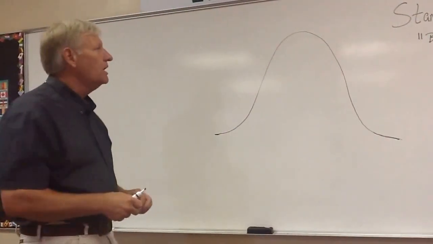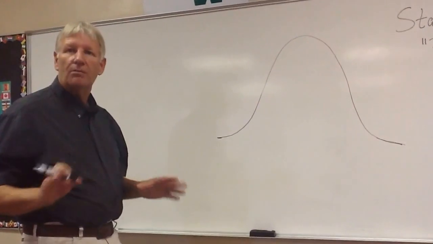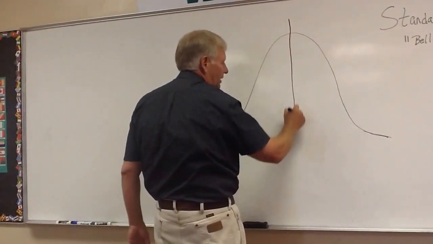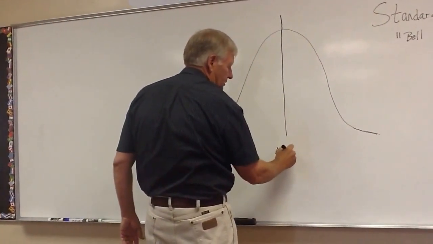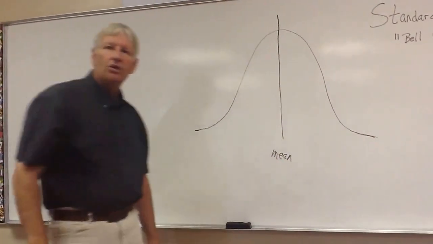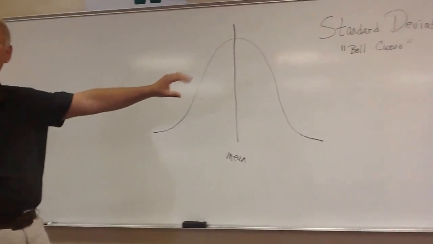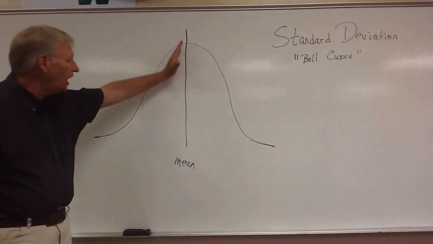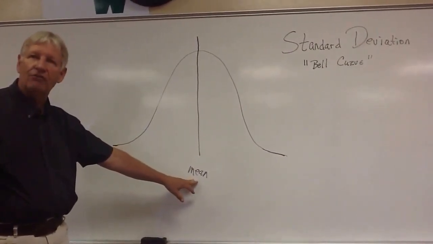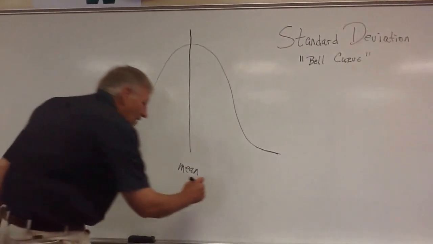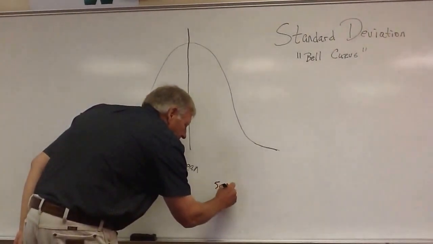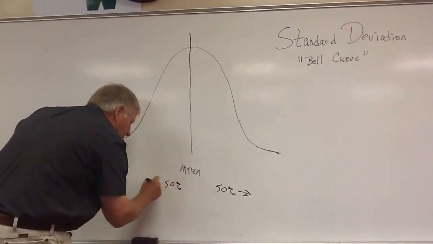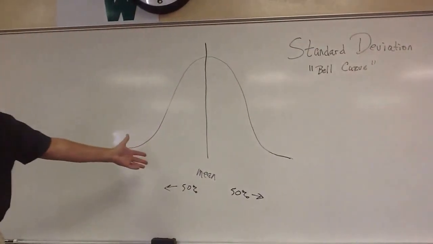Now, we have to realize that what we're talking about in standard deviation is when we draw a line right down the middle, this is the mean, or the average. We have to understand that standard deviation is a comparison to the average. So the line down the middle is the mean, the average. In that case, 50% of the population is going to be this way, and 50% of the population is going to be that way. 50% to the right, 50% to the left.